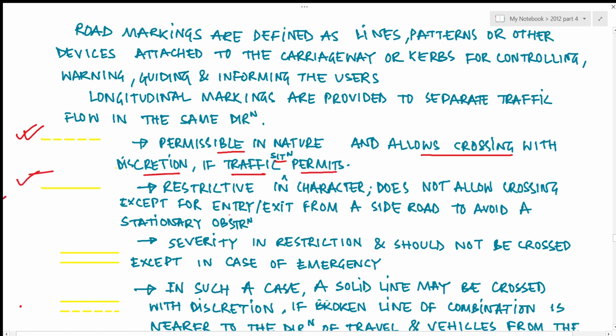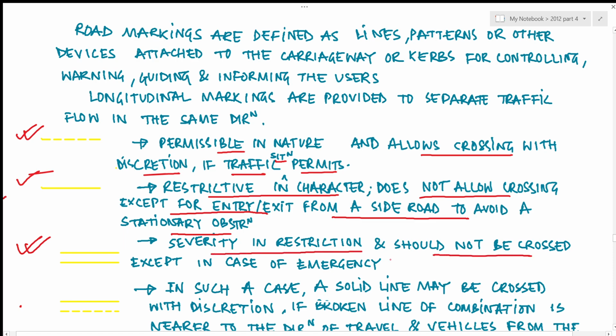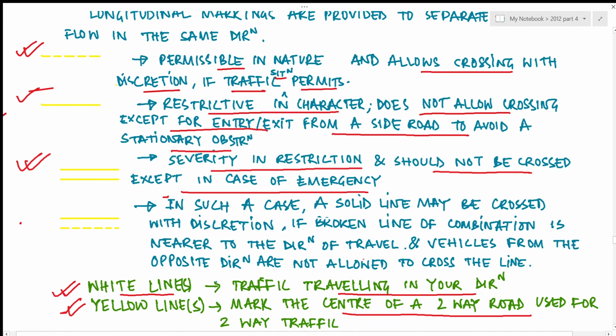One solid line indicates that it is restrictive in character, does not allow crossing except for entry or exit from a side road or to avoid a stationary obstruction. Now, two solid lines indicate there is severity in restriction and should not be crossed except in case of emergency. You should not be crossing two double lines.